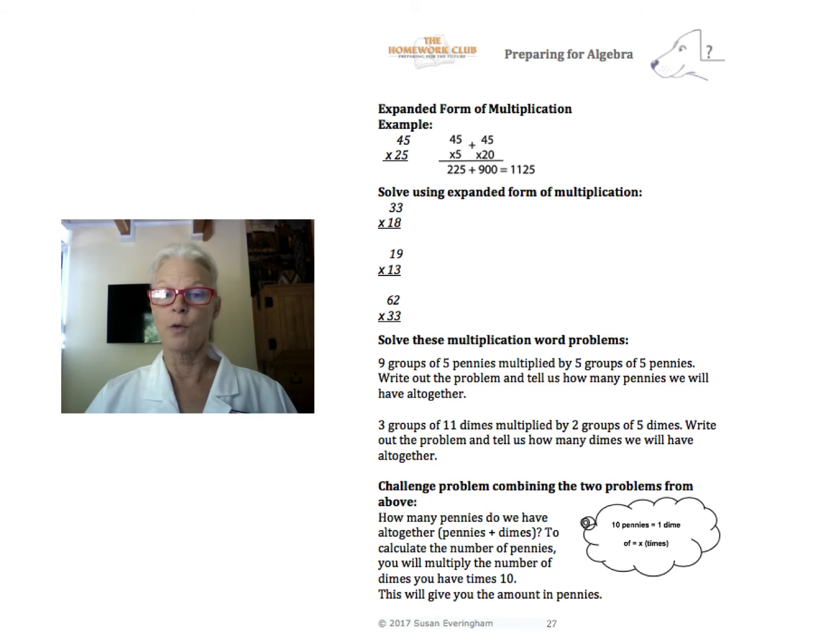Now we've got word problems again here, so this is great. Again, there are no tricks, so this is going to be multiplication. This is going to look just like these expanded form problems that you have. I want you to answer these too, and including the challenge problem. The challenge problem just takes what you've done in dimes and pennies and asks you to put it into how many pennies altogether. Okay? Let me know how you do on this one. We're getting more complicated.